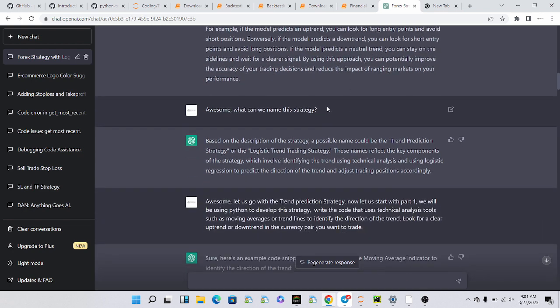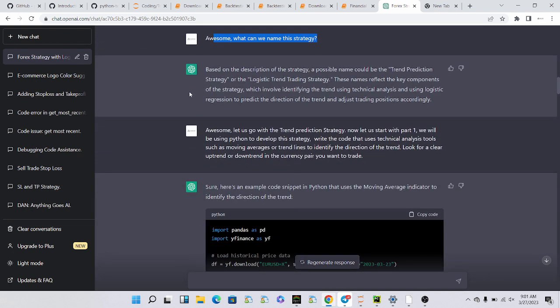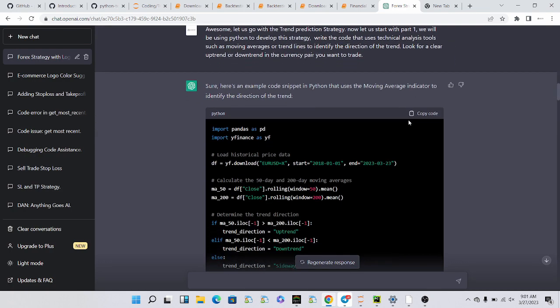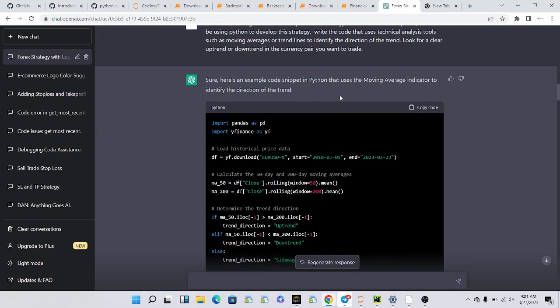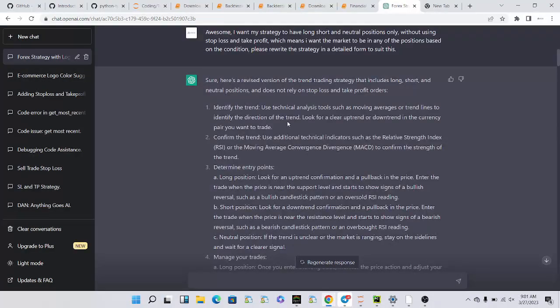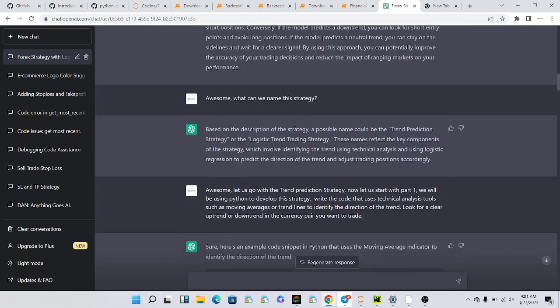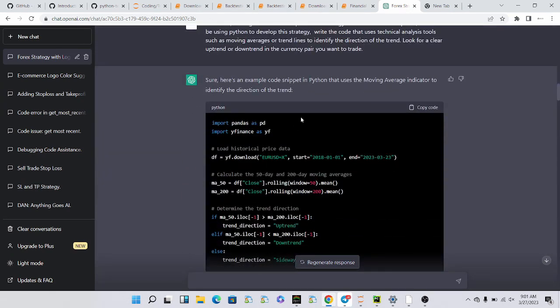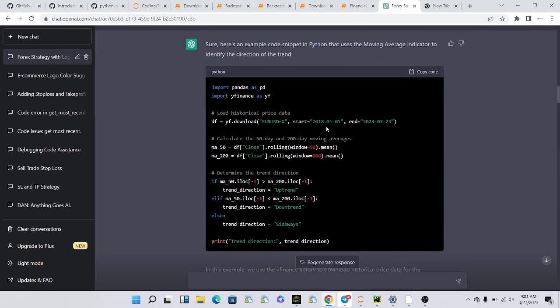Okay, awesome. So I asked it for a name, and then it proceeded to give me a name, and I asked it to give us the code for the first section. Remember, this first section was to identify the trend. So I asked it to provide us with a code that can help us identify the trend. So it used the moving average.